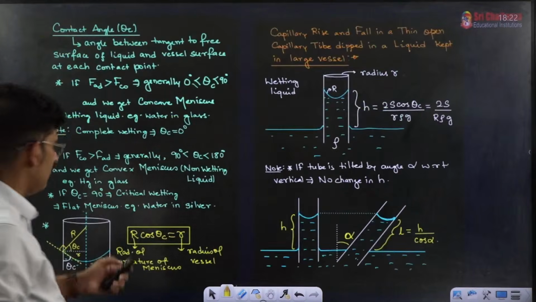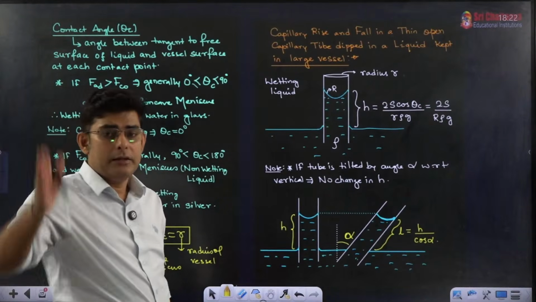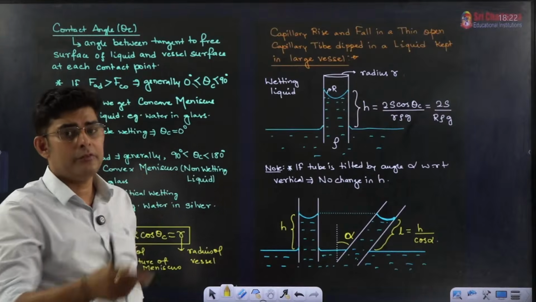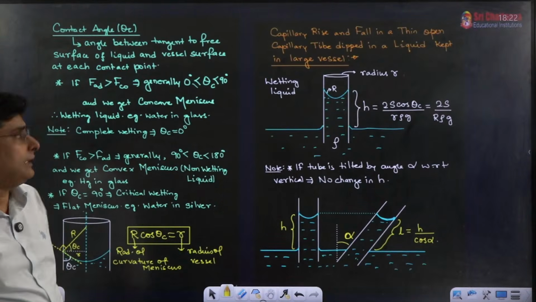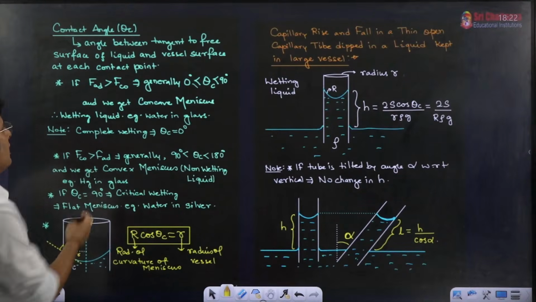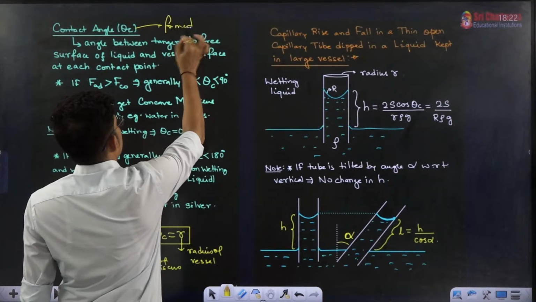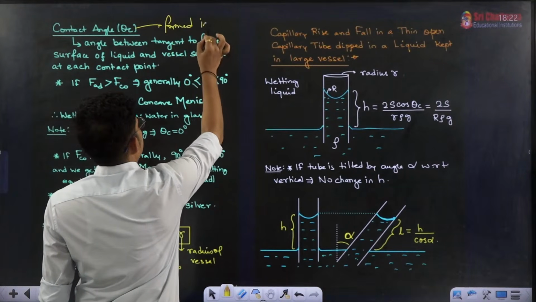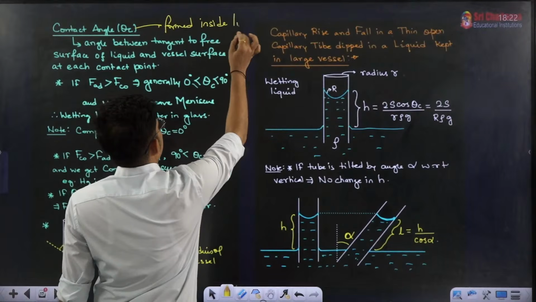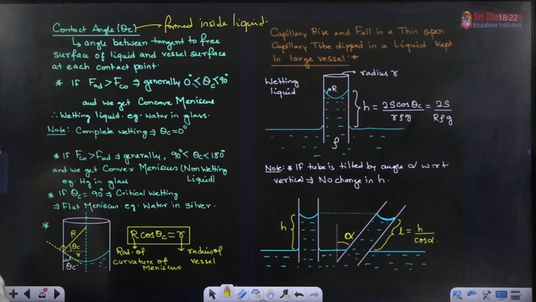Next we have contact angle. Now whenever a liquid is contained in a vessel, you will draw the tangent to the free surface of the liquid and the tangent to the vessel surface, and this angle formed between them should be formed inside the liquid. It should not be taken outside. It is formed inside the liquid between the tangent to the free surface of the liquid and the vessel surface.